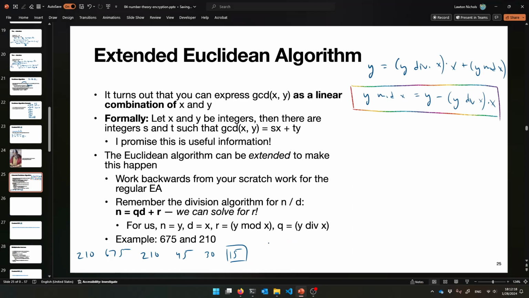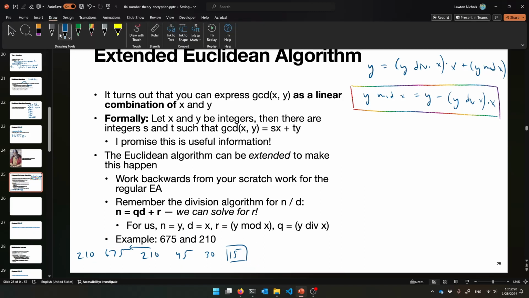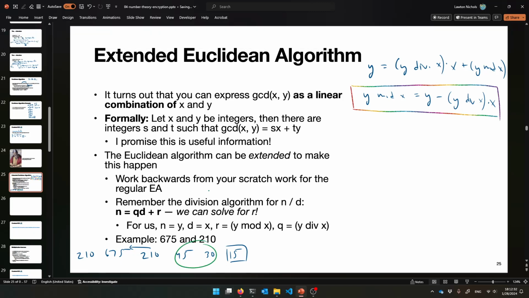Okay? And so the very last time we did this, now we're going to work backwards. We're going to work backwards this way with this idea. This was the first equation. We took 45 mod 30, and we got 15 back. This was our y, this is our x, and we took y mod x. So according to our division algorithm, we can solve in this way.